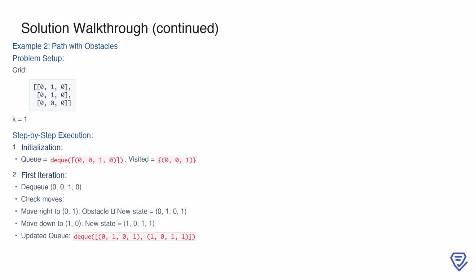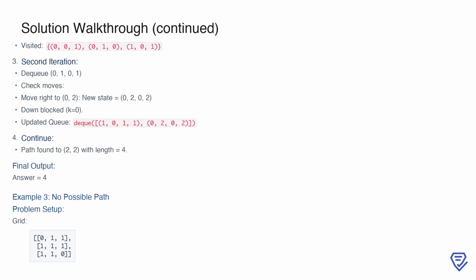In the first iteration, from (0, 0), moving right to (0, 1) encounters an obstacle. However, since we still have 1 obstacle elimination available, we transition to the state (0, 1, 0, 1), where k is reduced to 0, and this state is added to the queue and visited. Moving down to (1, 0) does not encounter any obstacles, so the new state (1, 0, 1, 1) is added to the queue and visited. At this point, the queue contains 2 states: (0, 1, 0, 1) and (1, 0, 1, 1).